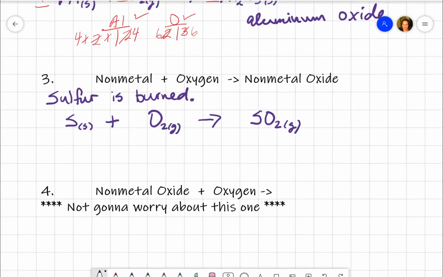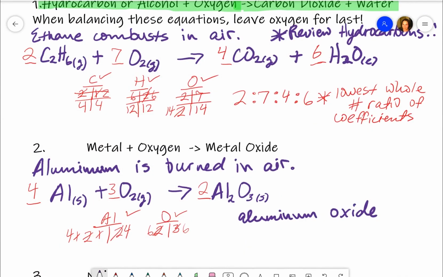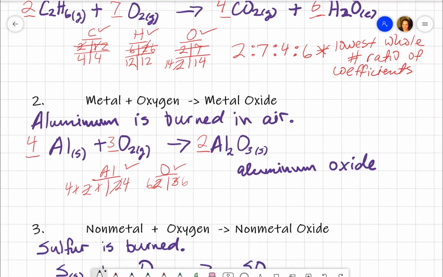But anyway, that's it. That's all you're doing for combustion, right? So either a hydrocarbon or an alcohol burns with O2, makes CO2 and H2O all the time. These are the easy, fun ones. Just make sure you have the lowest whole number ratio coefficients after you balance it. And remember that oxygen is the devil, balance it last because it changes things.